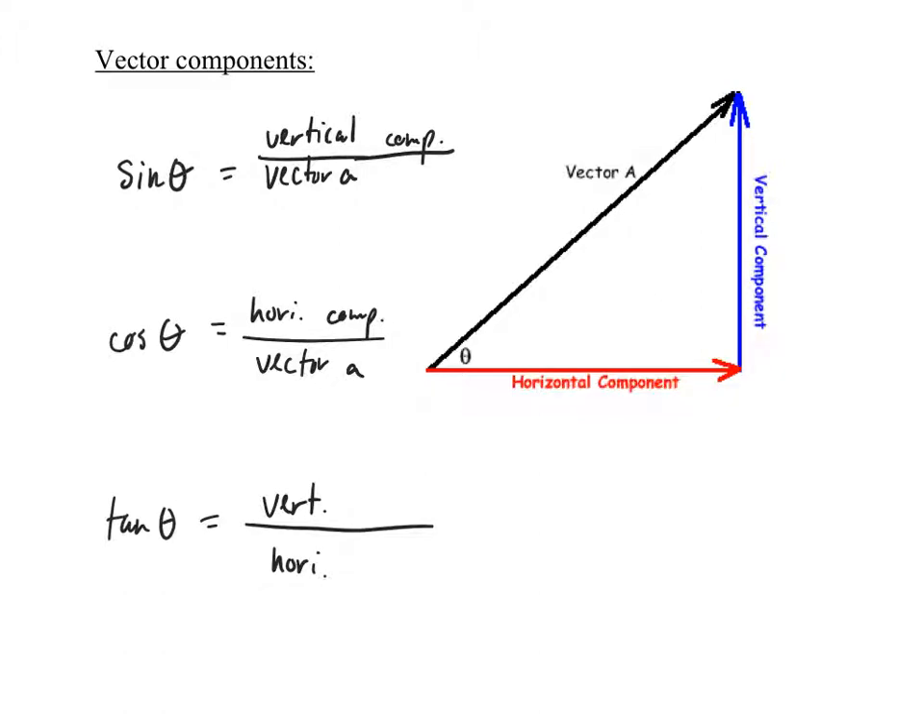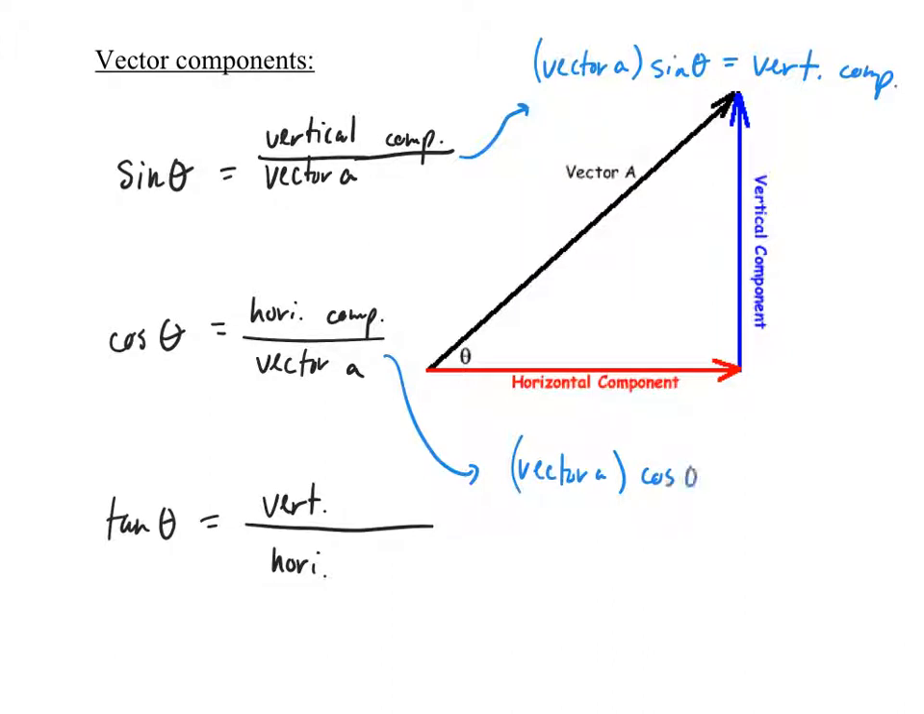Now, what's really important is that we take the sine one up here and the cosine one down here, and we solve those for vertical and horizontal. So if I solve the first equation for the vertical component, I get vector A times the sine of theta equals the vertical component. Again, think of vertical component as a variable. How would you get rid of vector A? You would multiply on the other side. Then the other part becomes vector A times the cosine of theta, and that equals the horizontal component.